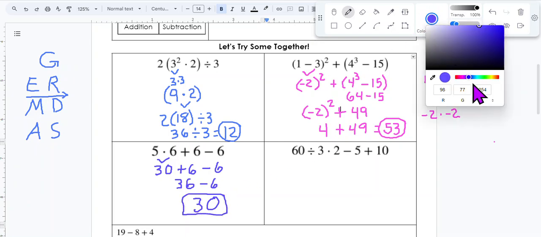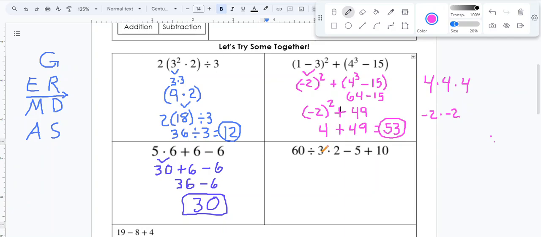All right, let's do this one on the right here. I have 60 divided by 3 times 2 minus 5 plus 10. Okay, so I don't have any groupings. I don't have any exponents or radicals. My first step, I have something in multiply and divide. And remember, I want to do that from left to right.